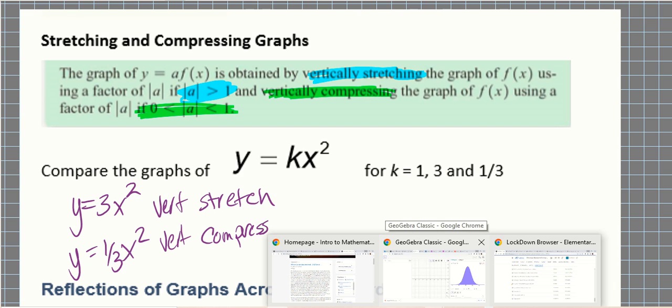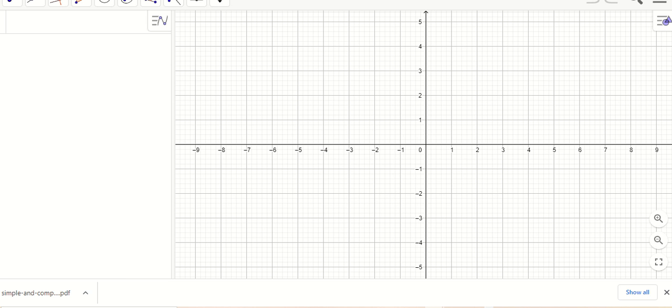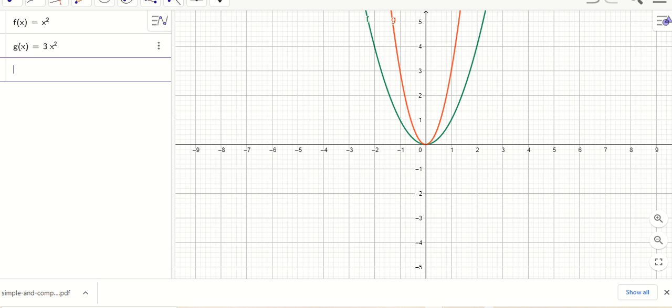Now, some people are still like, I still don't kind of visually see what you're talking about. So let me pull it up. All right. So what's our basic graph? X squared, right? We all agree it looks like that. If I did 3x squared, you see how it's more narrow than my original graph?